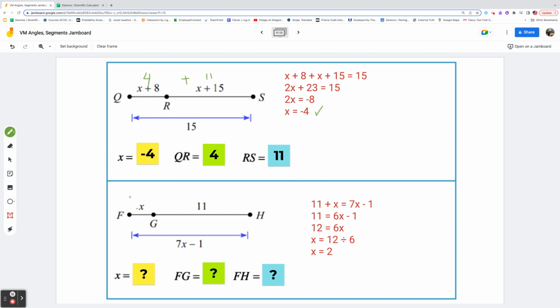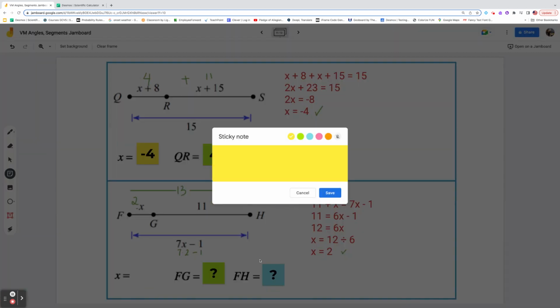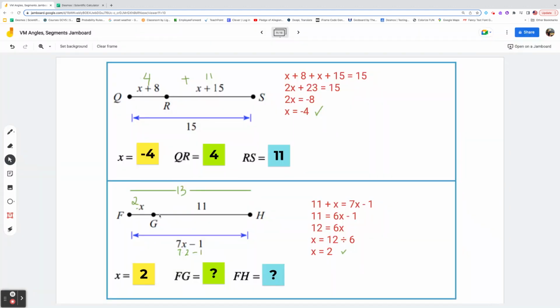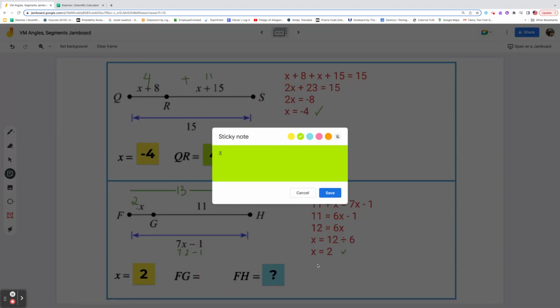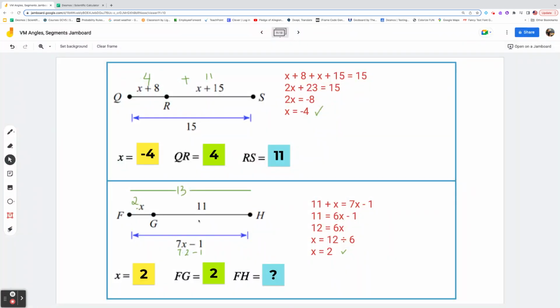So if x is equal to 2, then 2 plus 11 is 13. So this length right here should be 13. So when I substitute 2 in place of x here, 7 times 2 is 14. 14 minus 1 is 13. So we are satisfied that this is the correct answer. x is equal to 2. FG is also equal to 2, right? Because that is just labeled with the value of x. And FH, this whole distance, is 13.